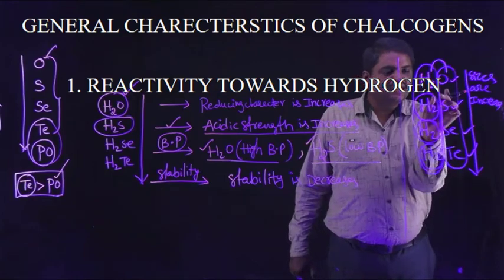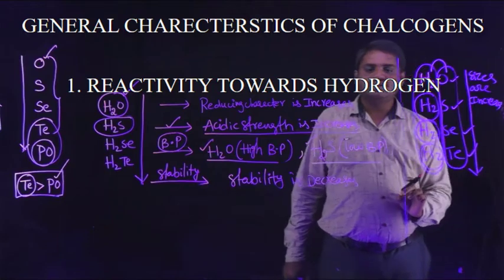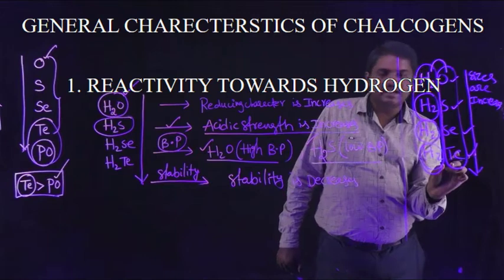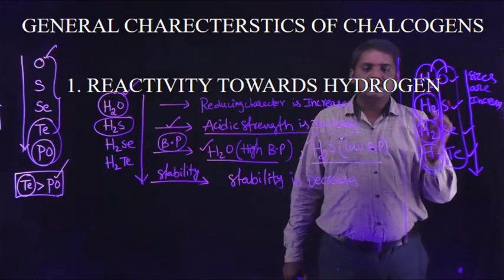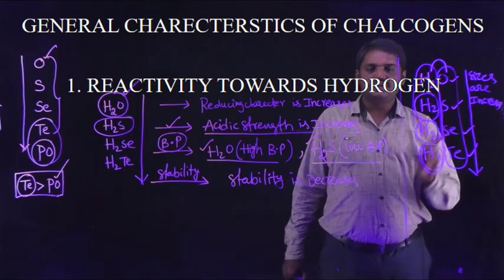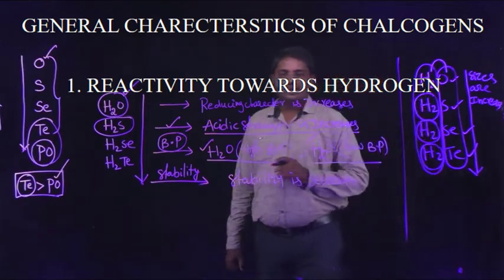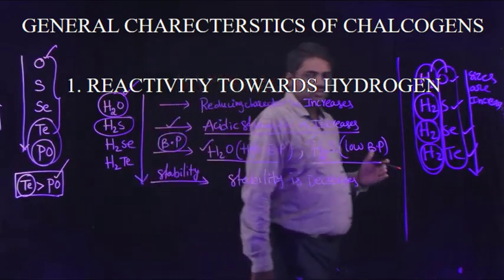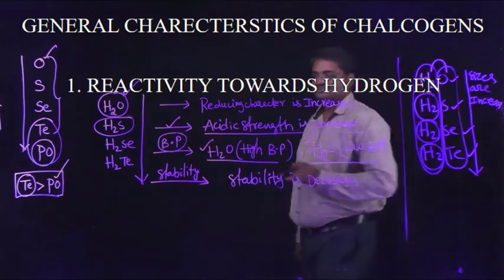Then finally, the bond strength automatically decreases, and then stability also decreases. That is the explanation for the stability of hydrides of 16th group elements. Finally, on moving down the group, the stability of these hydrides decreases. Okay, this is the explanation.